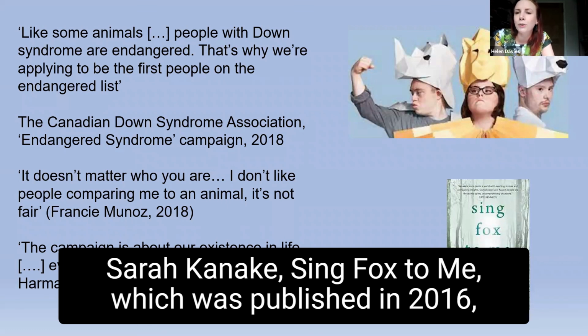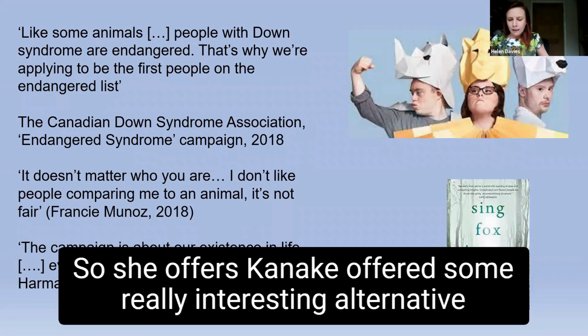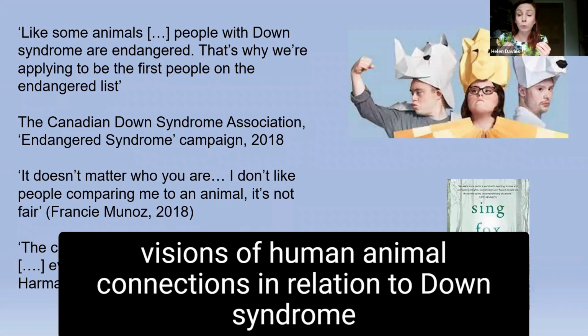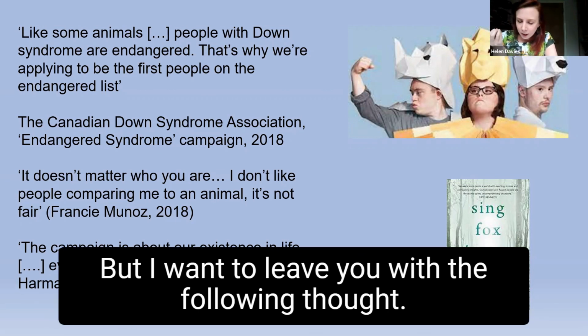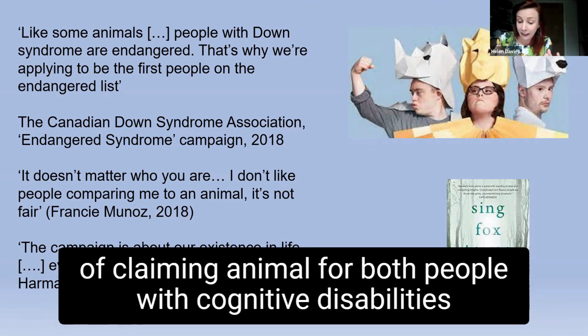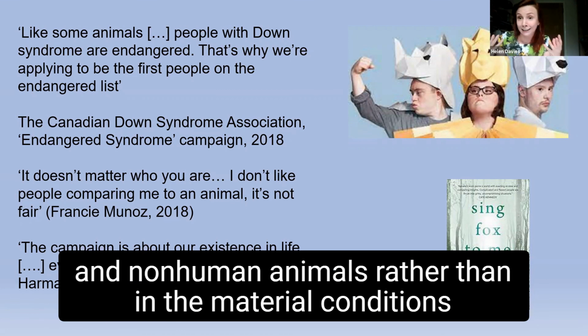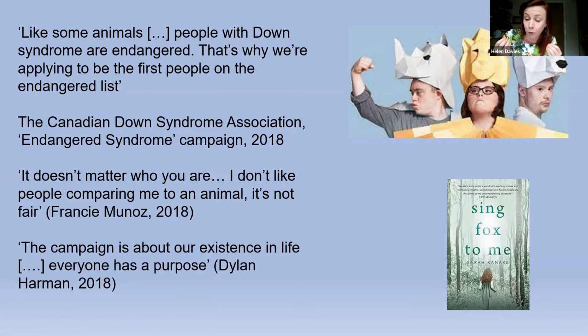In my chapter, I also considered the excellent novel by Sarah Hall, Sing Fox to Me, which was published in 2016. And the second picture on the slide is the front cover of that book. Hall offers some really interesting alternative visions of human-animal connections in relation to Down syndrome and other disabilities. I won't go into that now, but I want to leave you with the following thought. Is fiction a safer place to imagine the progressive potential of claiming animal for both people with cognitive disability and non-human animals, rather than in the material conditions and oppression of lived experience of the normative social order?